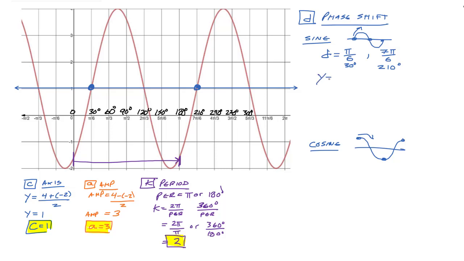So if I want to write this out, we're just going to fill in all the blanks. Y equals A sine of K times x minus D, plus C. So let's just fill everything in. We already know A is 3. We know K is 2. X minus D. Now this is where we got to choose what we're going to put in there. Plus C is plus 1.